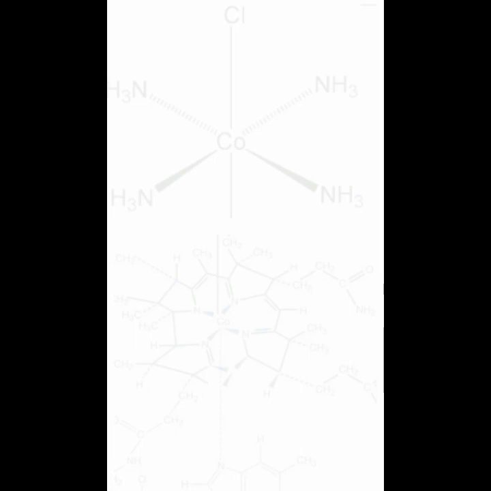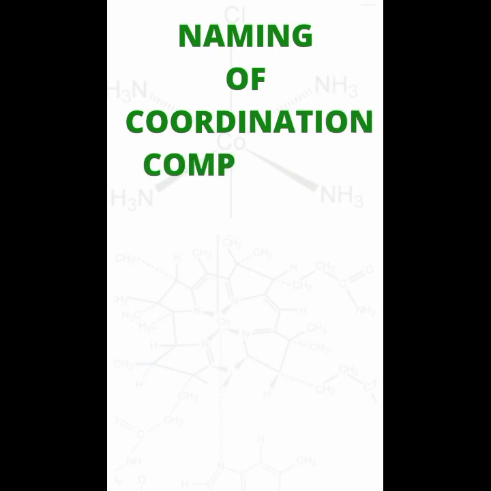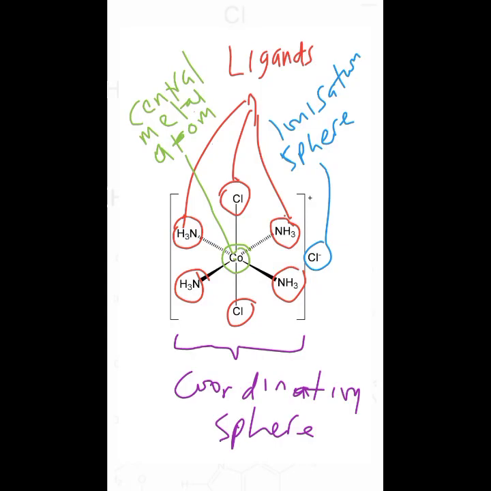Welcome, and our topic for today is naming of coordination compounds. Coordination compounds or complexes are molecules that have a central metal atom bound to ligands. A ligand is an atom, ion, or molecule that donates electrons to the central metal atom. That is, ligands are what? Lewis bases.